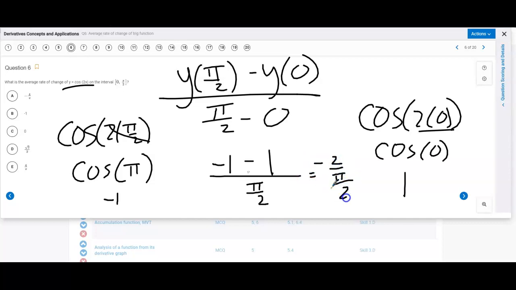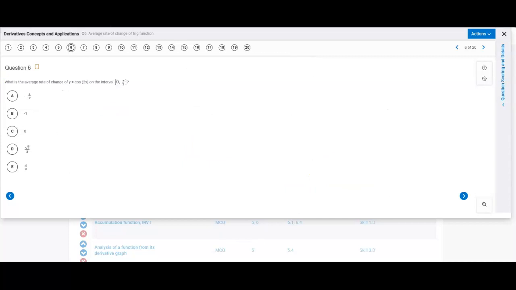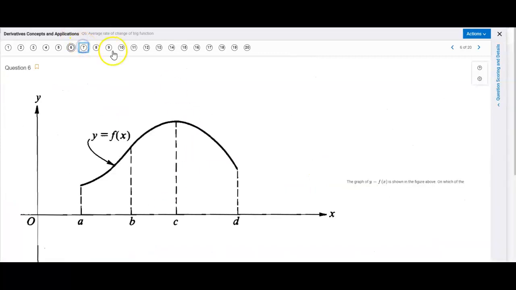Now you'll notice that none of those answers are an option over here. So I'm going to multiply the bottom by 2 to cancel out that fraction, but whatever you do to the bottom, you have to do the top. So I end up with -4 on the top and pi on the bottom. And that would be this guy right here. All right, go ahead and move on to number 7.